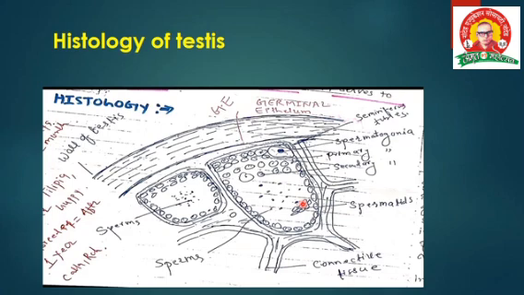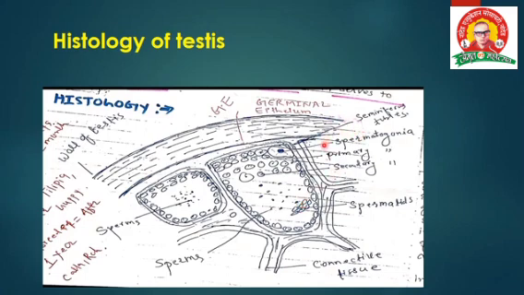How is the sperm formed? Already we told Katla, Rohu, Mrigal are seasonal breeders. It means that they breed only once a year, in the months of June, July, August, September. At that time the life cycle is completed, how the sperm is created, how it is formed, this process is going on.